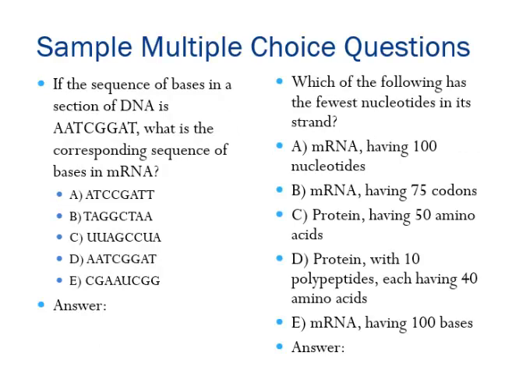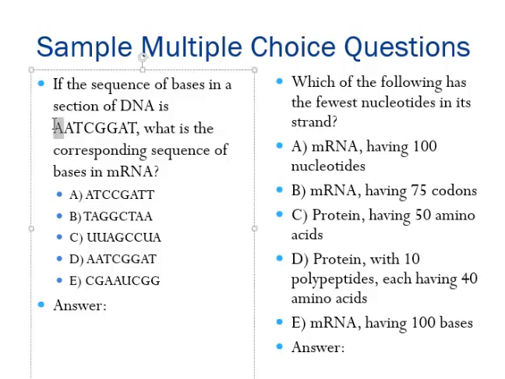Okay, so let's take a look at a couple of multiple choice questions for this chapter. A sequence of bases in the DNA section is AA, TC, GG, AT. What is the corresponding sequence of mRNA? Well, remember, it's RNA, so you always have U's instead of T's.